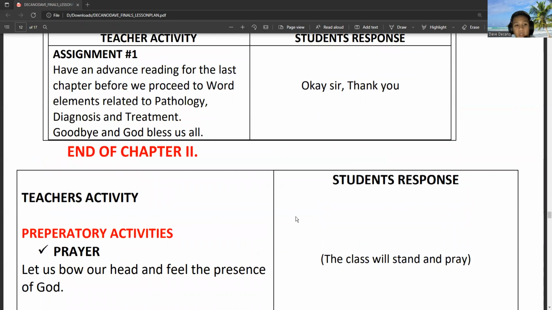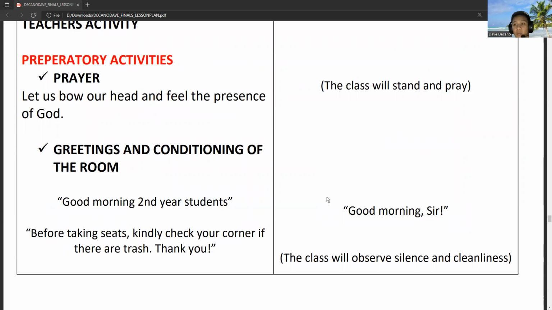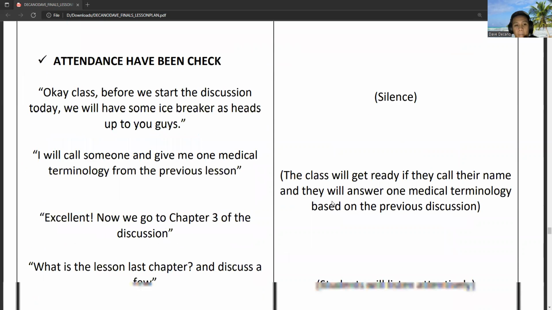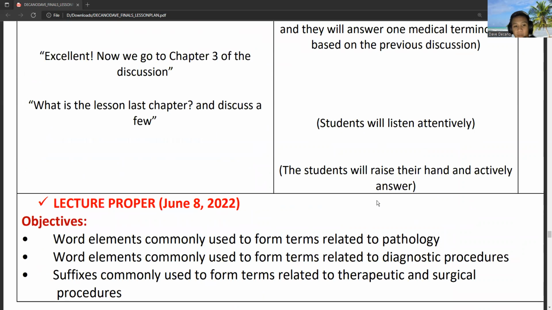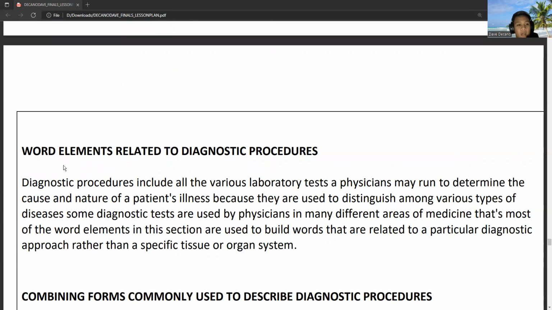Then here in my chapter 3, it is the same as before, with teacher and student responses wherein they have some communication like this. Then to the last chapter, the lecture proper: word elements commonly used to form terms related to pathology, word elements commonly used to form terms related to diagnostic procedures, and suffixes commonly used to form terms related to therapeutic and surgical procedures. So here are the word elements related to diagnostic procedures and their descriptions.